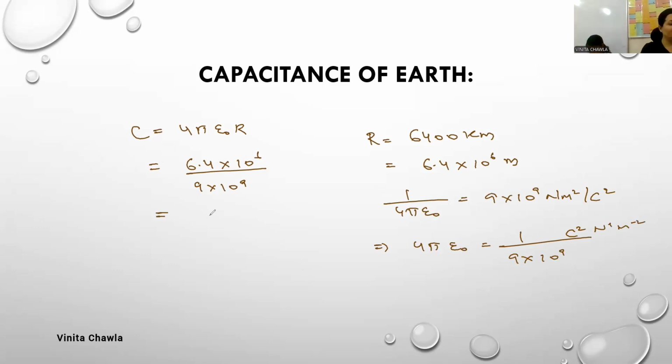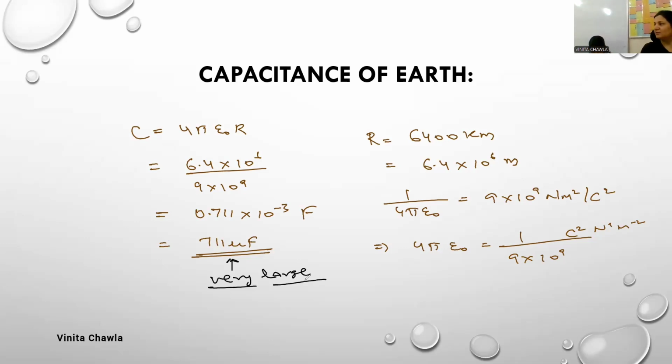Now on solving this, you will get the capacitance of the earth as 0.711 into 10 raised to the power minus 3 farad. Or we can write this in microfarad, 711 microfarad. This is the capacitance of earth. So this value is considered very large in the family of capacitors. Though it is in microfarad, this is considered very large. Therefore, earth can store unlimited charge.